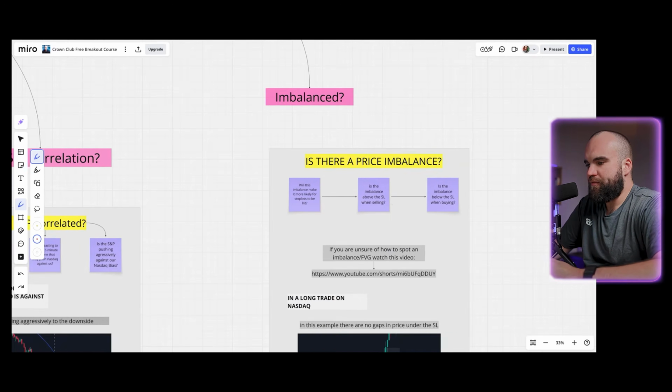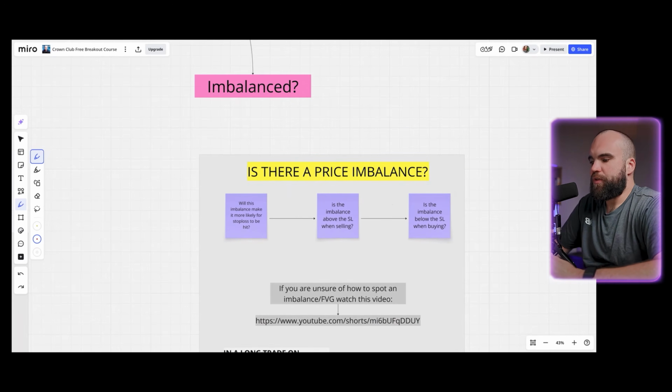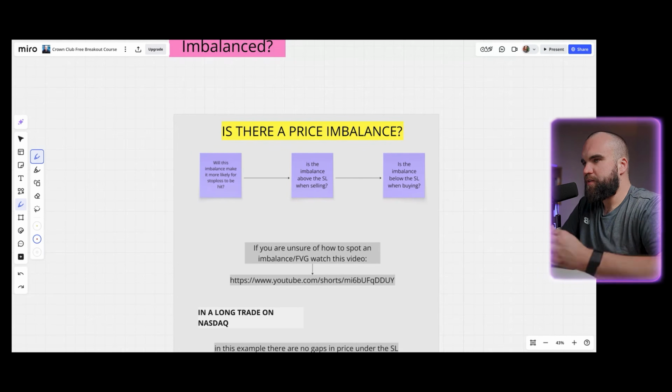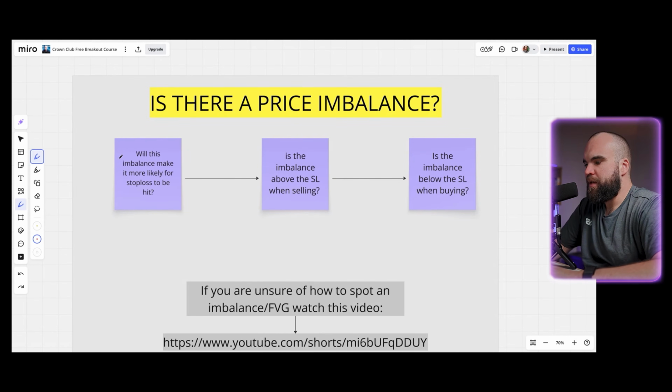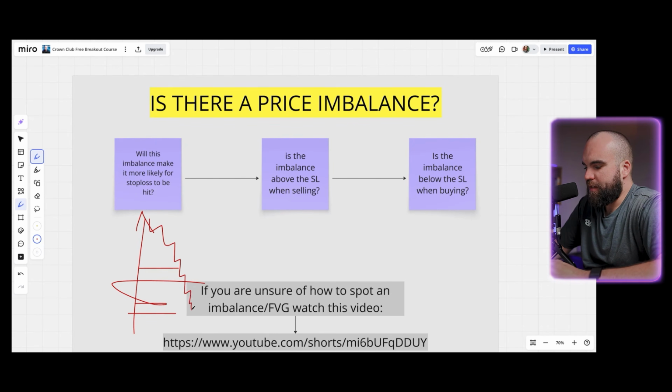But first, let's have a look at the last confluence. That is the price imbalance. Okay, this also has to do with price being overextended, but it's a slightly different concept. Basically, an imbalance is what ICT traders refer to as a fair value gap, but it's basically when price moves super quickly in one direction and leaves orders behind, okay? These are orders. And what price likes to do is come back and collect those orders before pushing upwards again.